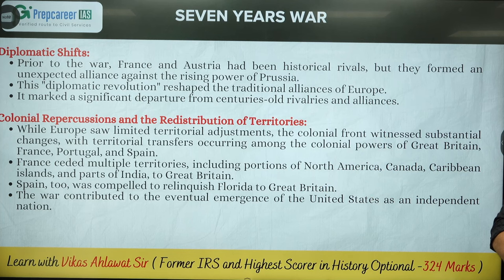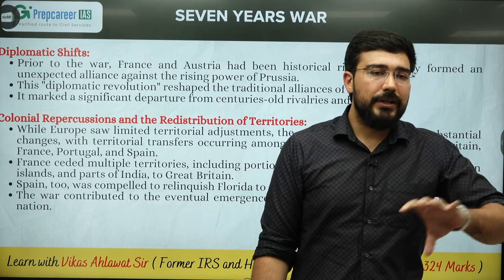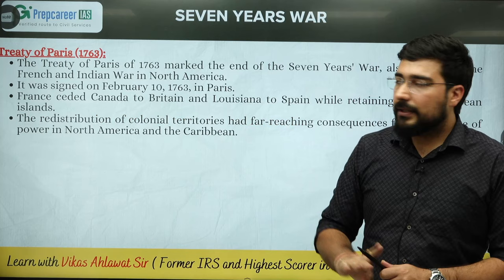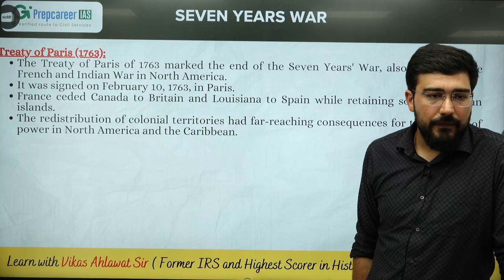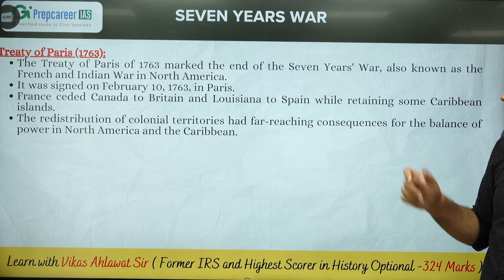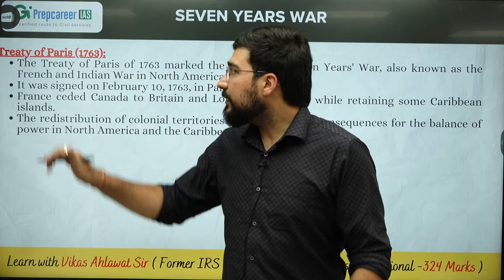All of us know this, because after the 7 Years' War, the conflict is going to increase between Britain and the colonies, which will eventually lead to the American War of Independence. But this is the overall view of the 18th century which we have to remember, and this will come to an end with the Treaty of Paris. This Treaty of Paris will eventually be signed in 1763. So you have to remember the date. Agar exact yaad kar sakte ho to bahut hai, nahi to aise bhi bahut hai hamare liye. In 1763, the redistribution of colonial territory had far-reaching consequences for the balance of power both in North America as well as the Caribbean. So if we see the overall 18th century, let me summarize it for you.